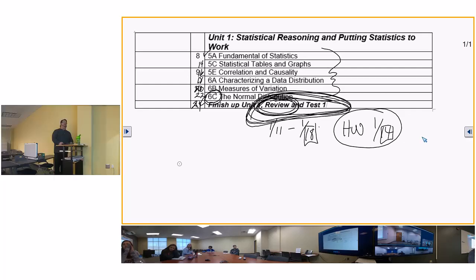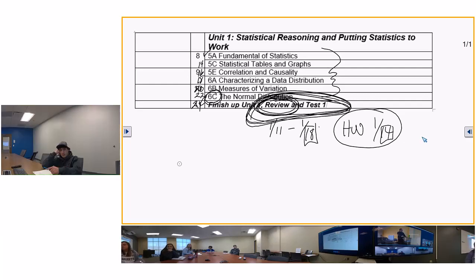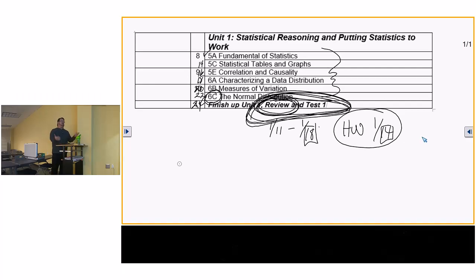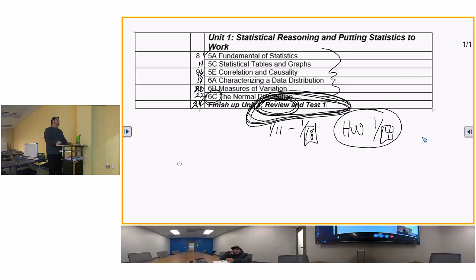Now, the ones that have problems with this are the ones that wait until the last minute. They don't know when to start. See what I'm saying? They don't know when to start because they got to have a date. No, you work on 5A when I go over 5A. You work on 5C when I go over 5C. That's the way it's supposed to be done.